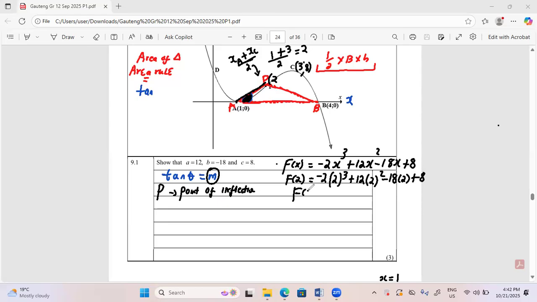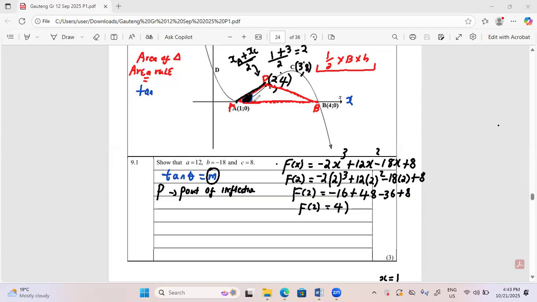So f of 2: 2 cubed is 8, and 8 times negative 2 is negative 16. 2 squared is 4, and 4 times 12 is 48. 18 times 2 is 36. So it's negative 16 plus 48 minus 36 plus 8. 48 minus 36 is 12, 12 plus 8 is 20, minus 16 is 4. Yes, so the coordinates of P are 2 and 4.